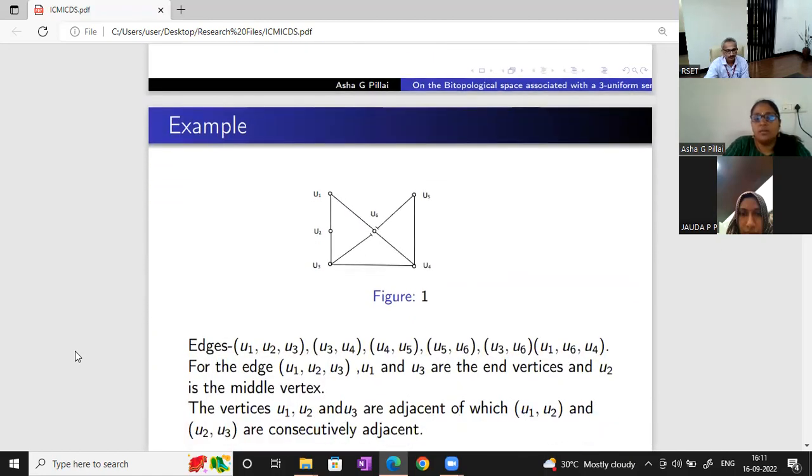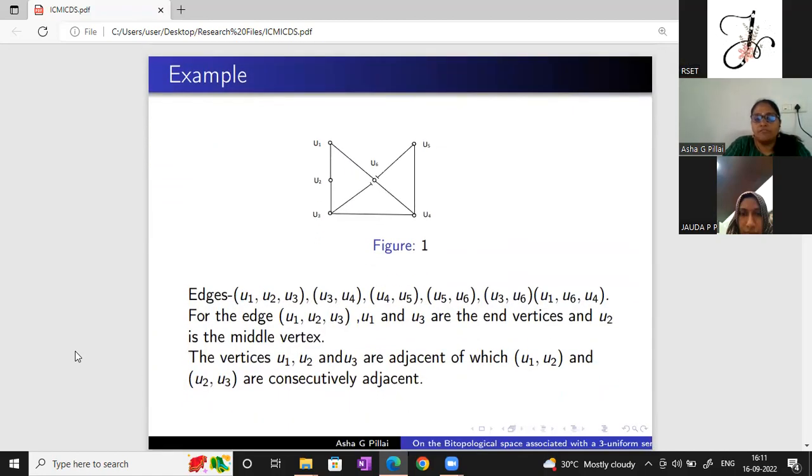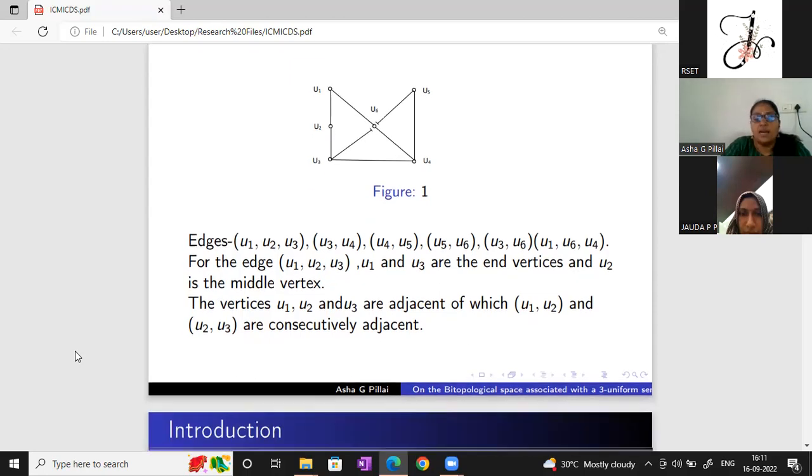For example, consider this semigraph. The edges are (u1, u2, u3), (u3, u4), (u4, u5), (u5, u6, u3), (u6, u1), (u6, u4). For the edge (u1, u2, u3), u1 and u3 are the end vertices and u2 is the middle vertex. The vertices u1, u2, u3 are adjacent, of which u1 and u2 are consecutively adjacent. Similarly, u2 and u3 are also consecutively adjacent.